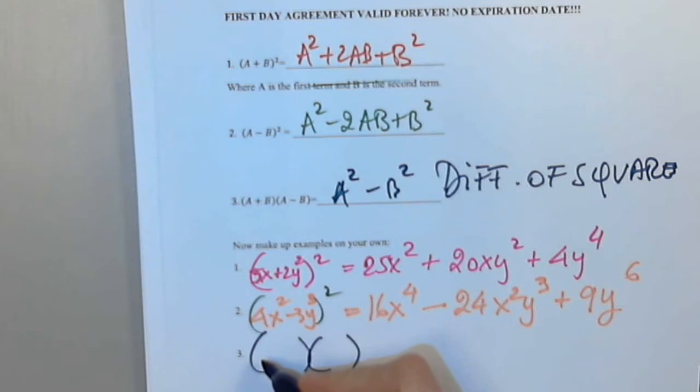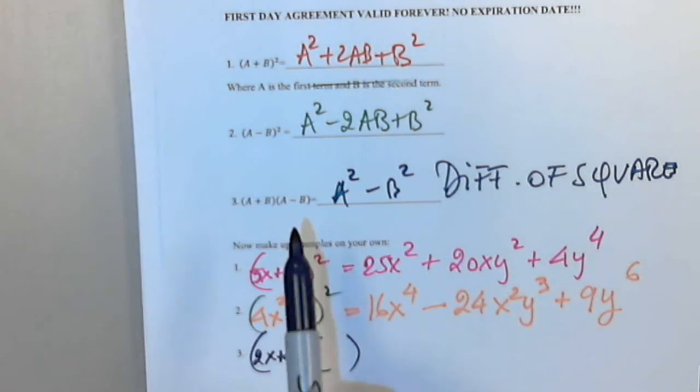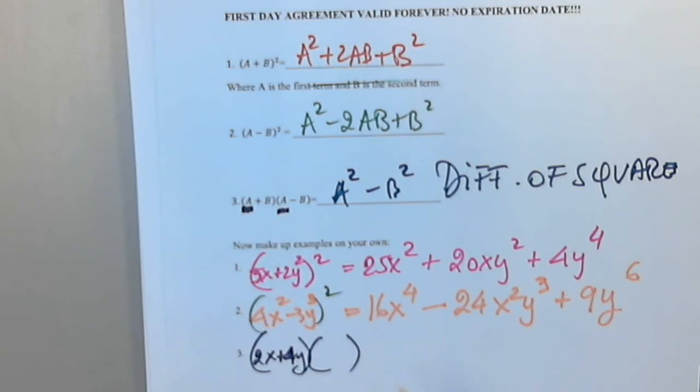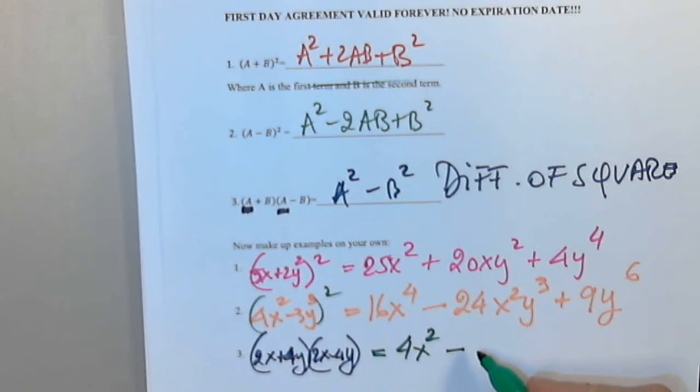Do 2x plus 4y, and then 2x minus 4y. Aha! I wanted to catch you. Thank you. Good. The first term squared, please. Minus. It's a difference of squares. The second term squared, please. Awesome.